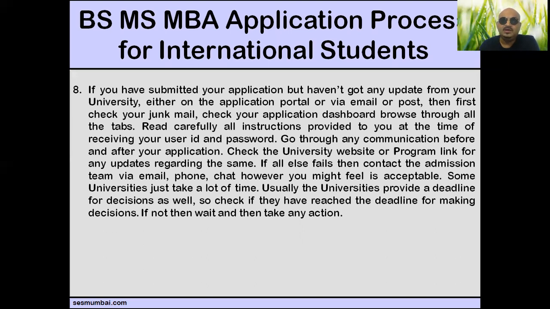Again, check the university website or program link for any updates regarding the same. If all else fails, then contact the admission team via email, phone, chat, however you might feel is acceptable. Some universities just take a lot of time. Usually universities provide a deadline for decisions as well, so don't be surprised if you're not heard from them. Some institutions do take a lot of time because they've given you a deadline for their decision, so they will wait till the nth hour. If the deadline is 25th of May, for example, they will give you a decision around 23rd of May. So don't be surprised that happens.